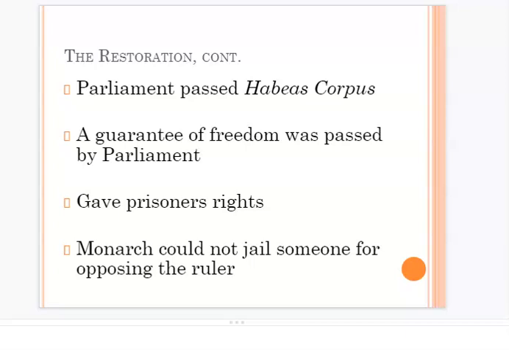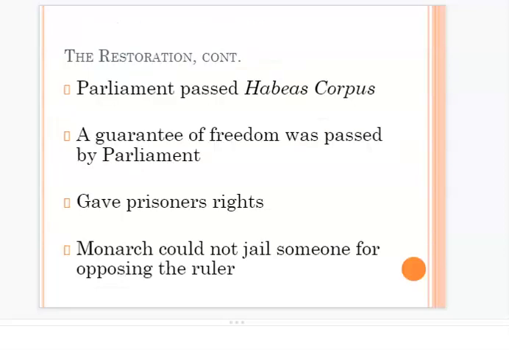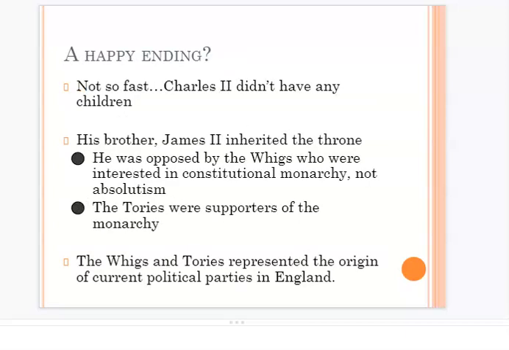So he has the petition of right that he had to agree to. Remember, that was the document his father signed and refused. Charles had to agree to these, and then he also had to agree to habeas corpus, Parliament's freedom, some rights and protections for prisoners, and not putting people in jail for not liking him. So everything was going great.